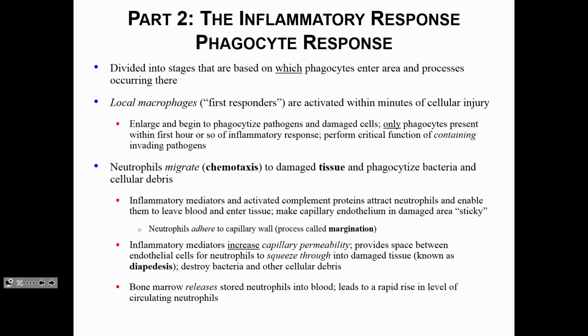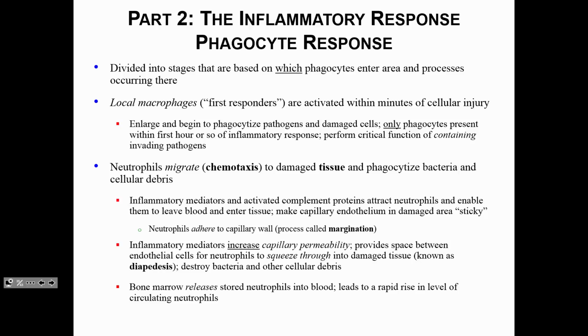All right, so now let's look at part 2 of the inflammatory response. This is when the phagocytes get involved. And basically it's divided into stages based on which phagocytes enter and what processes happen there. So your first responders are your local macrophages. Obviously, they're activated within minutes of the injury. They're already there. They enlarge and they begin to phagocytize the pathogen and any damaged cells.